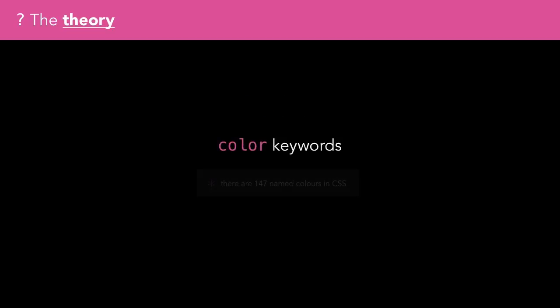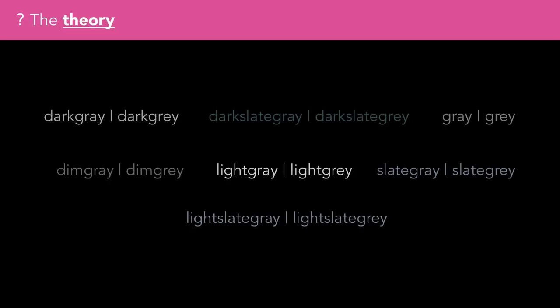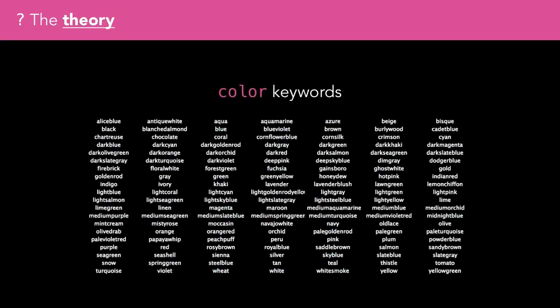There are 147 named colours in CSS3. There's actually only 140 different colours, as 7 of them are duplicates, just with different spellings of the word grey. Here they are as colours. And here they are as a list of keywords.